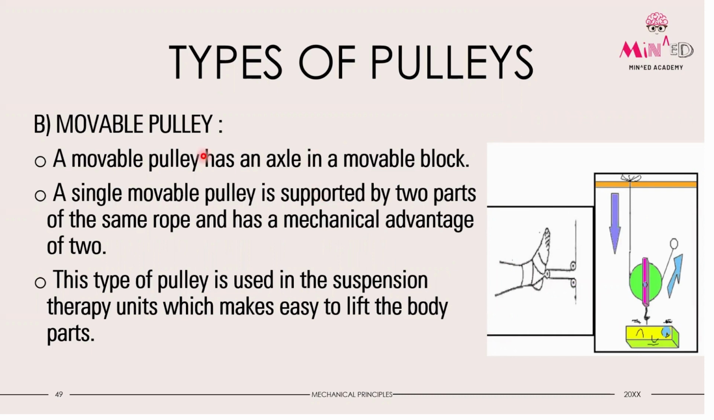And the second is the movable pulley. A movable pulley has an axle in a movable block. Okay, the axis will be in a movable block. It will not be fixed to the normal block. A single movable pulley is supported by two parts of the same rope and has a mechanical advantage of 2. This type of pulley is used in the suspension therapy unit, which makes it easy to lift the parts. As we use suspension therapy in our physiotherapy, only this movable pulley is used for that. And on suspension therapy, we'll organize a class soon.